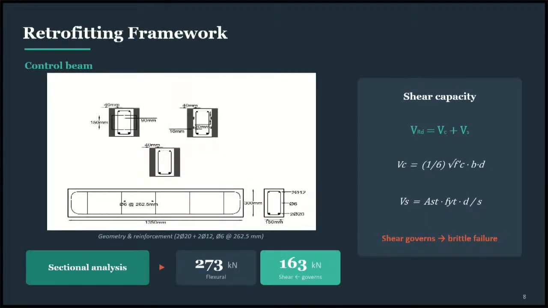Then the retrofitting framework, we started with the assessment of the control beam. So we conducted sectional analysis and a code-based approach to calculate the flexural and shear capacities of this control beam. As shown here, the shear capacity is the lower value, so in which case it's the critical and governing value for this control beam. Therefore, this shear capacity being its governing factor, our shear strengthening approach can be justified.